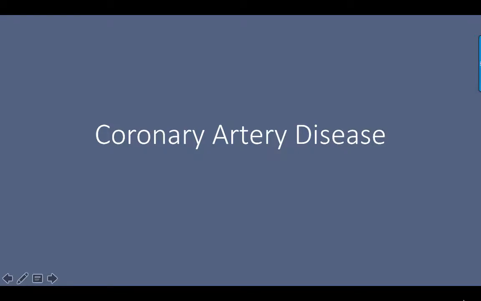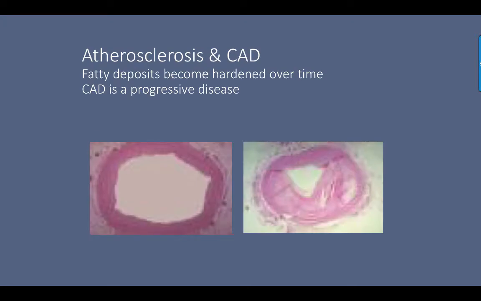Okay, so this is just a really quick overview of coronary artery disease, and of course we're talking about the arteries that are in the heart that feed the heart muscle directly. So really, coronary artery disease starts with atherosclerosis, and atherosclerosis is simply the fatty deposits that harden the coronary arteries over time.